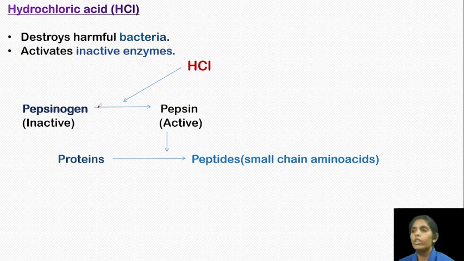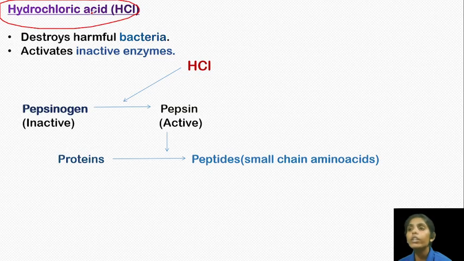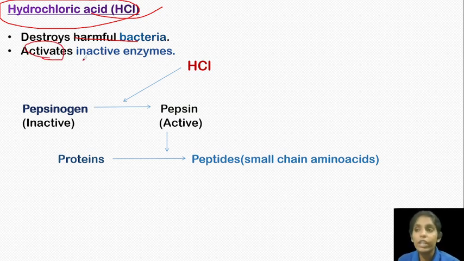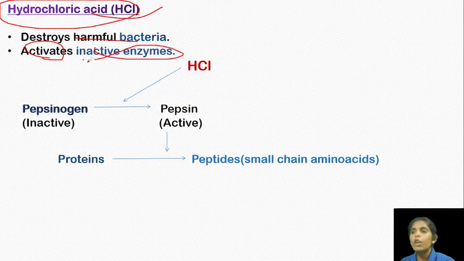Now coming to the hydrochloric acid, it is secreted by the parietal cells of the stomach. It destroys harmful bacteria. When we eat food, along with the food we might also ingest certain bacteria or germs. This hydrochloric acid, as it is a highly acidic substance, will help in killing the bacteria, and it also activates inactive enzymes. Inactive enzymes are enzymes which won't be able to function until they are converted into their active forms. For example, pepsinogen.